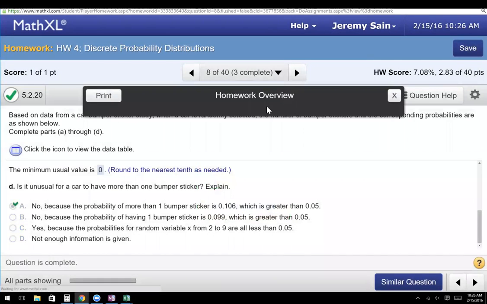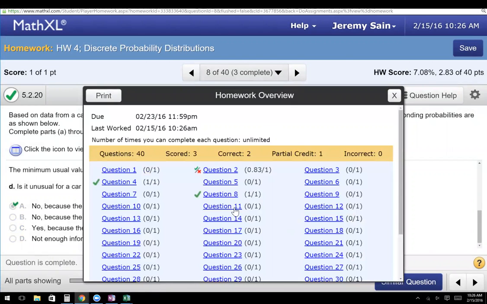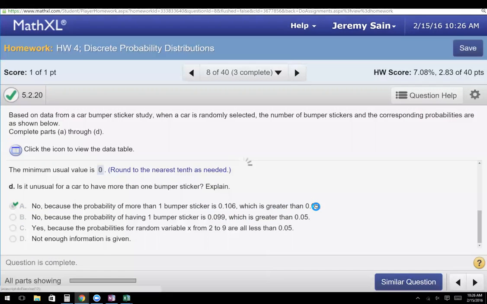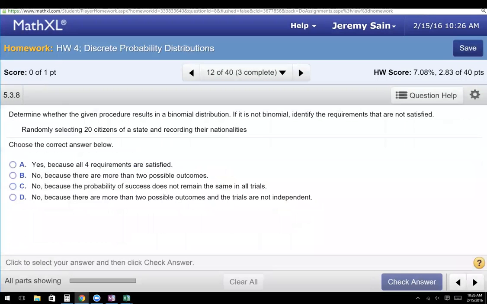All right, let's see if I can find the binomial stuff, because we did a couple of them like that last time. Okay, is it binomial? Randomly selecting 20 citizens of a state and recording their nationalities. Does that sound like it's binomial? Why not? Because 3 of them say no, right?